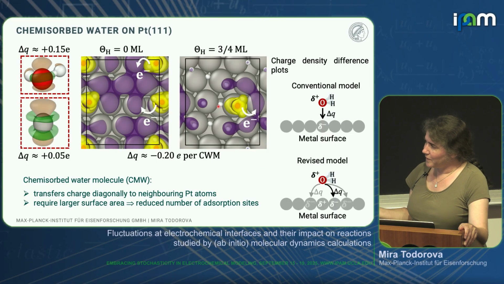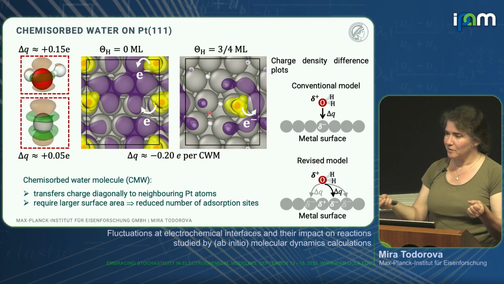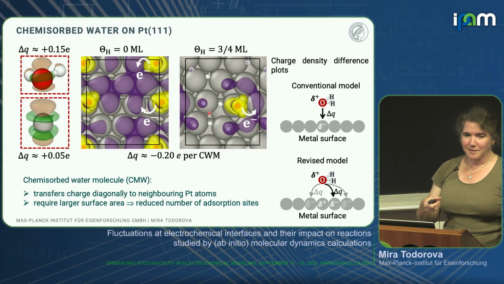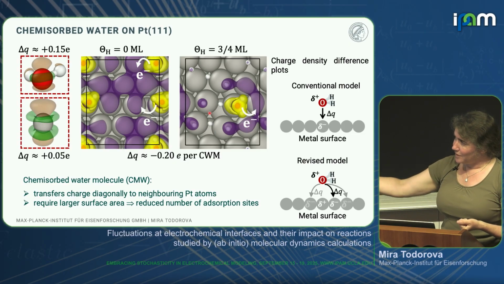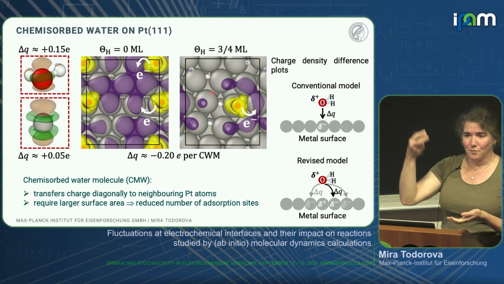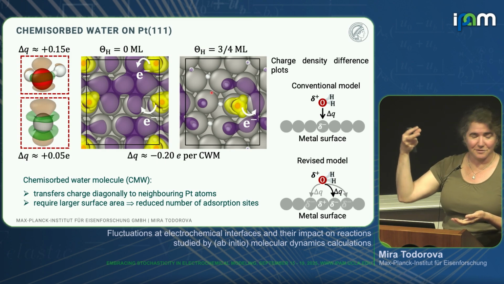And so then we start adsorbing hydrogen. Hydrogen, of course, would also interact with the platinum, and then they are competing basically for the same platinum atoms, and therefore eventually the hydrogen wins and is pushing more and more water molecules from the surface.